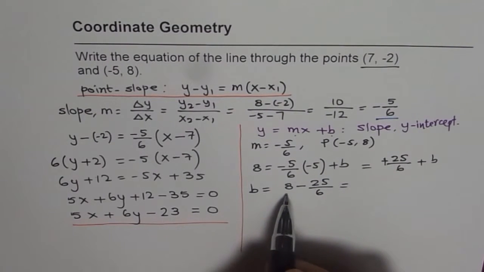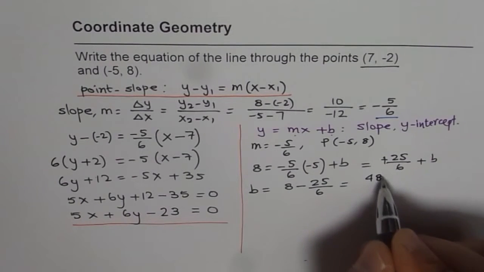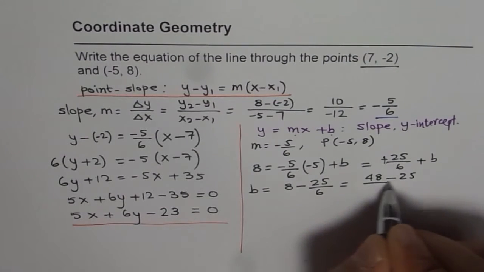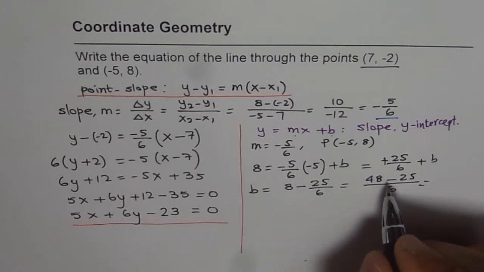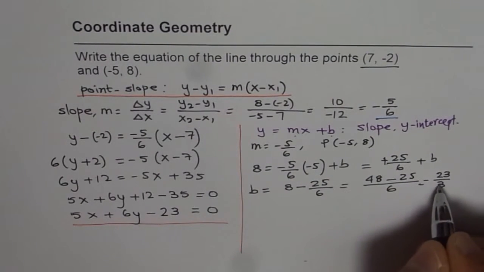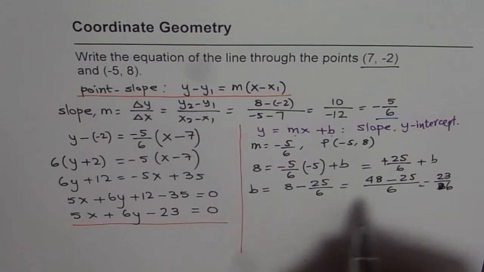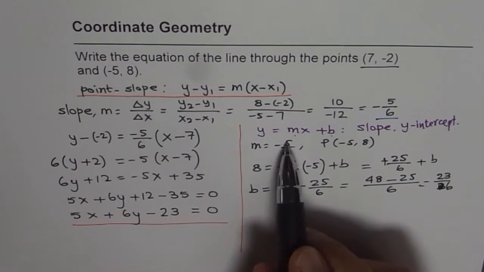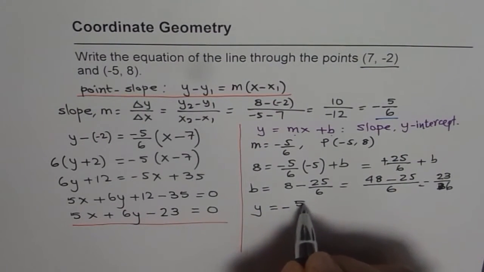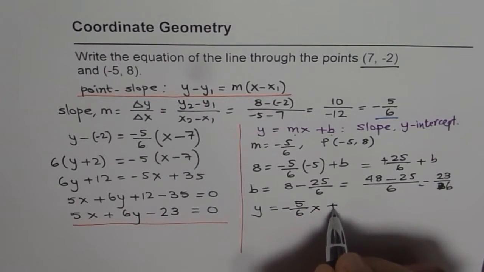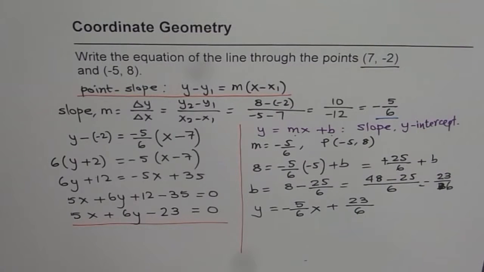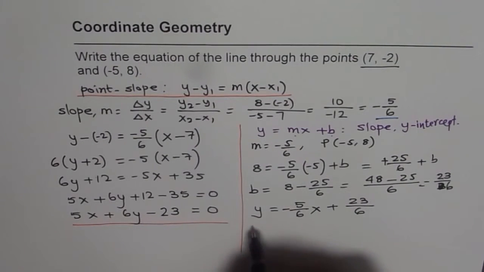So let's take a common denominator of 6. That gives us 48 minus 25 over 6, and that is 23 over 6. So b is 23 over 6 and slope is minus 5 over 6. So we can write the equation as y equals minus 5 over 6 x plus 23 over 6. So that becomes the equation of the line in slope and intercept form.